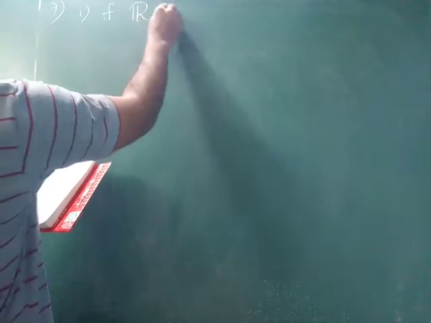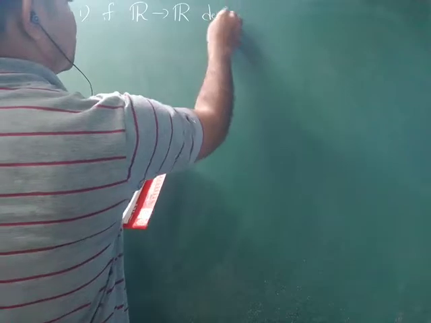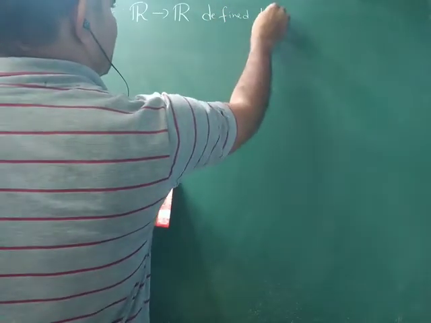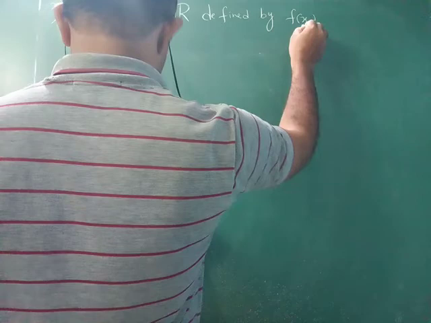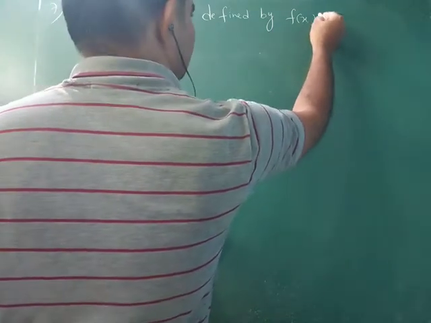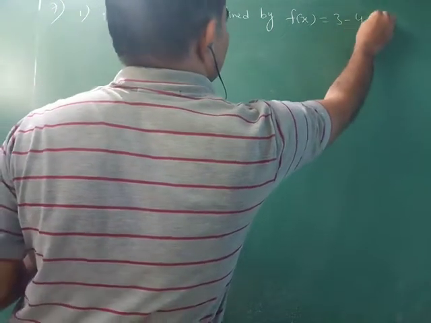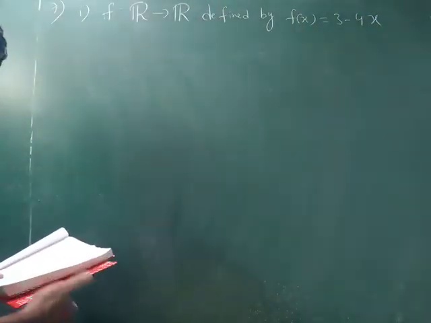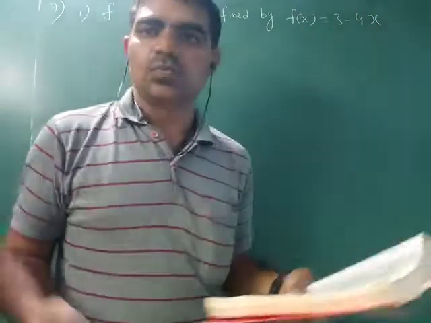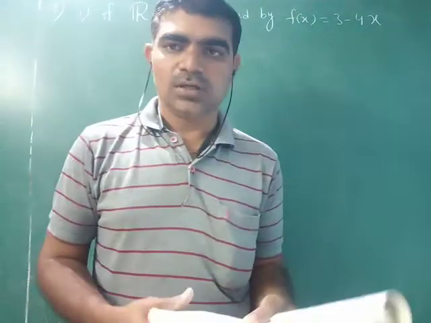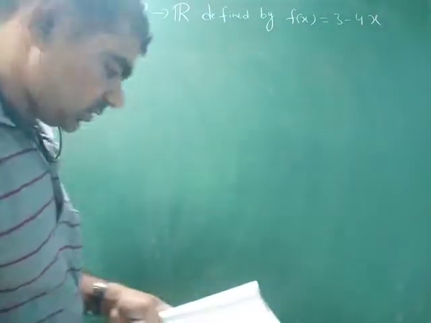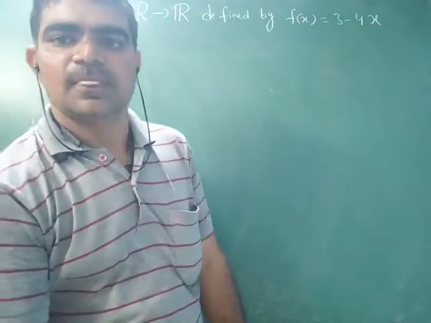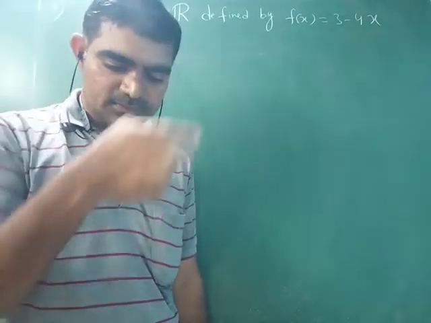Seventh one. First one, f from R to R defined by f of x is equal to 3 minus 4x. We should check whether it is one-one, onto, or bijective.